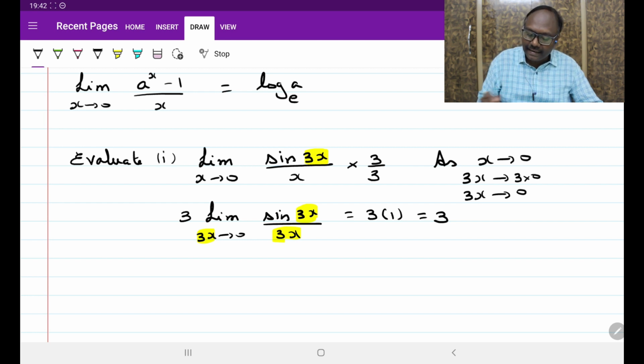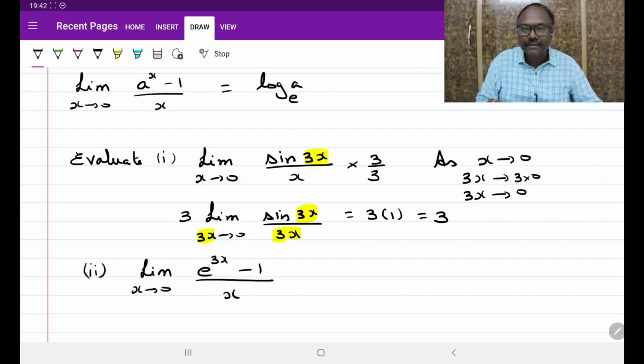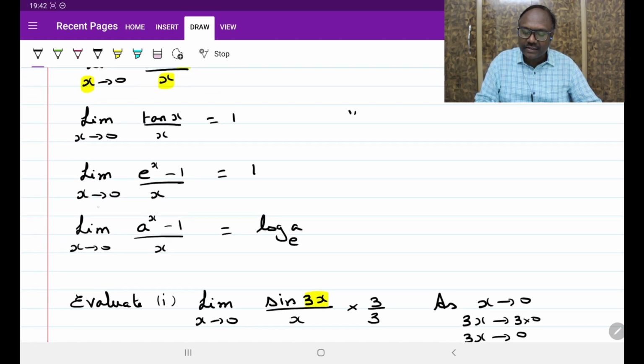Now let us see the second type. Limit x tends to 0, e to the power of 3x minus 1 by x. Once again, if you want to use this identity, limit x tends to 0, e power x minus 1 by x, which is equal to 1, again, we have to ensure that the exponent of e, the denominator x, and x tends to 0, all these 3 should be exactly the same. Then only the answer is 1.